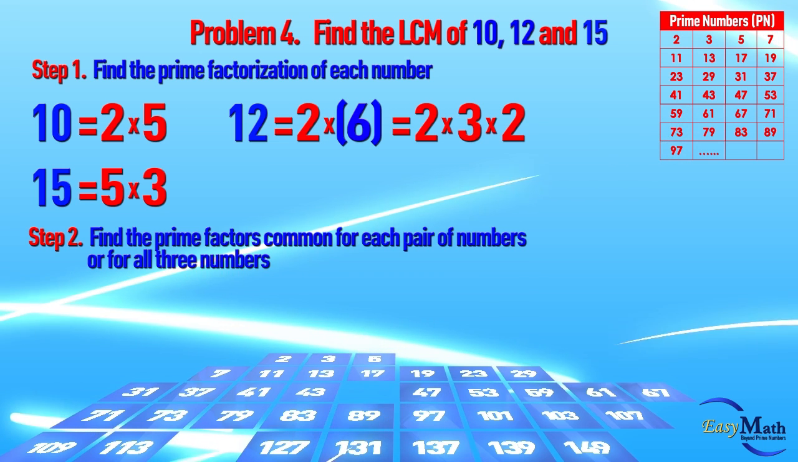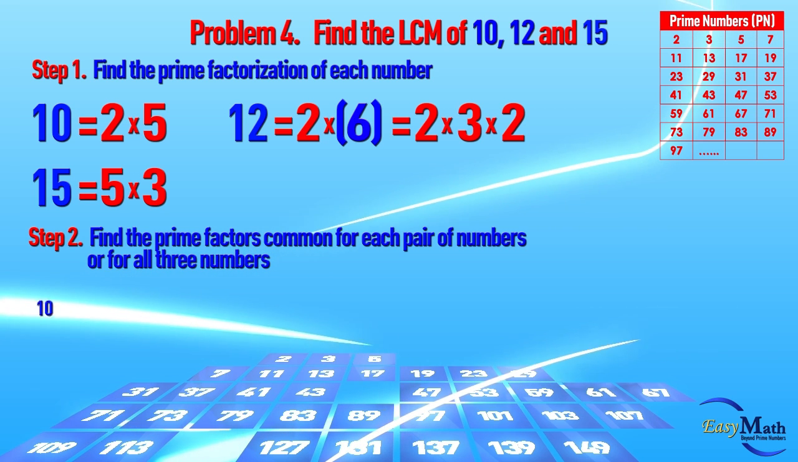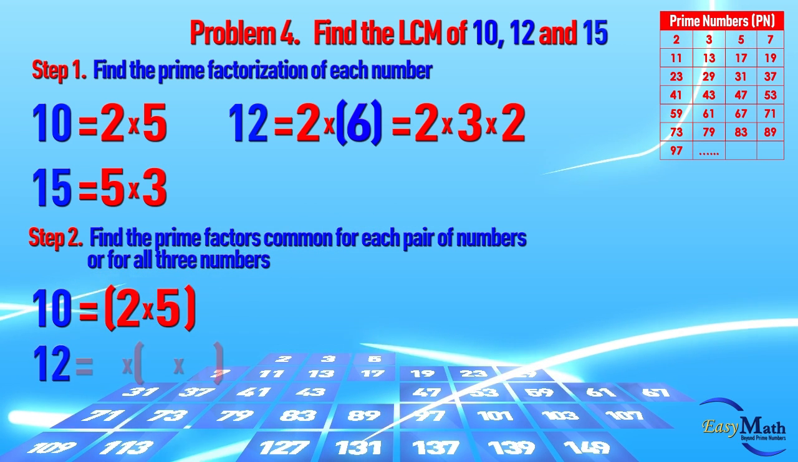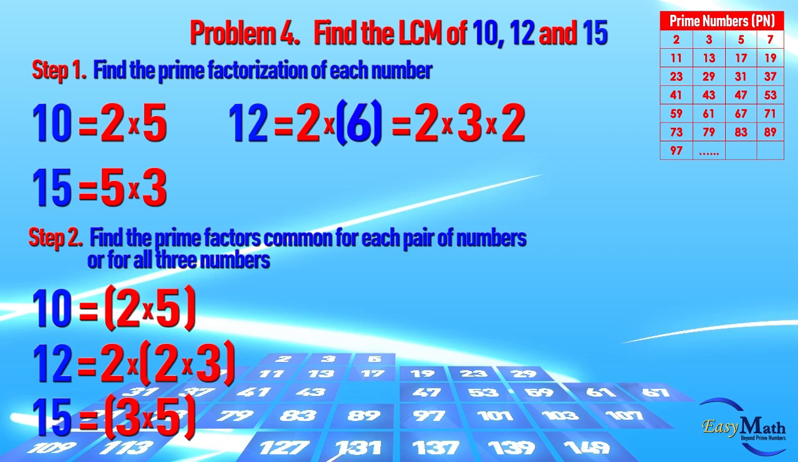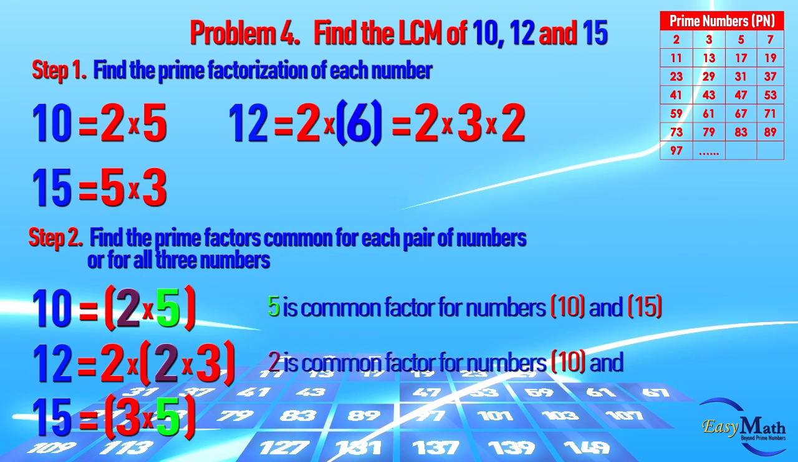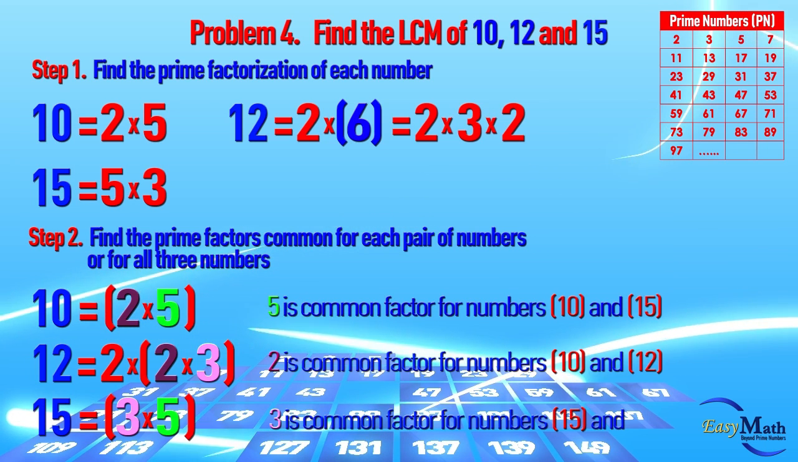Step 2. Find the prime factors common for each pair of numbers, or for all 3 numbers. 10 equals 2 times 5. 12 equals 2 times the grouping 2 times 3. 15 equals 3 times 5. 5 is a common factor for numbers 10 and 15. 2 is a common factor for numbers 10 and 12. 3 is a common factor for numbers 15 and 12.